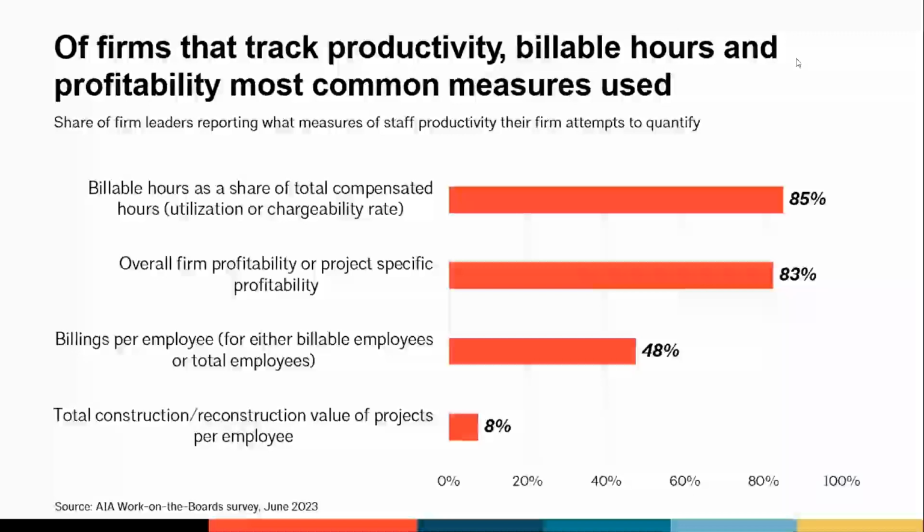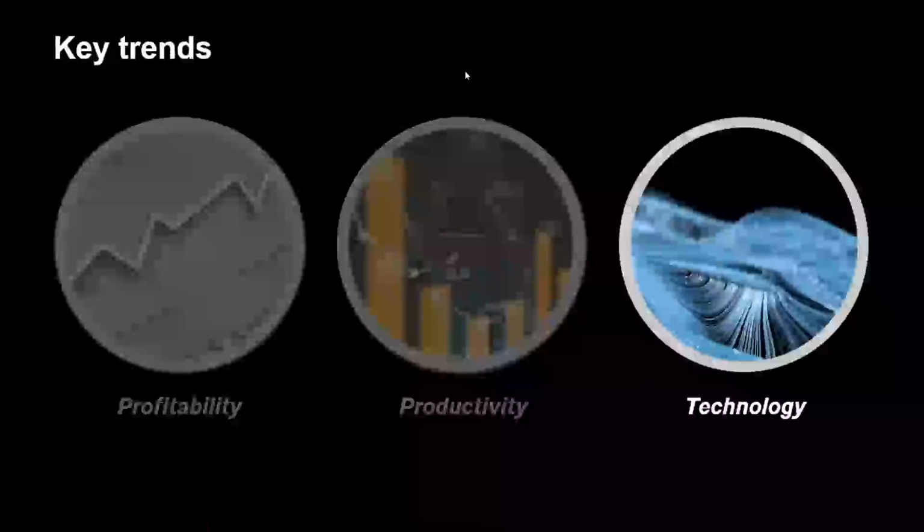So how you bill versus what you compensate for. That's the biggest measure people use, as well as just overall firm profitability or project-specific profitability. So those are the ways that, in general, the profession is looking at it. Some are looking at billings per employee, or looking at the value of their projects, how much is invested in by employee as well. So if you're not yet measuring productivity, these are the ways that your peers are doing so.